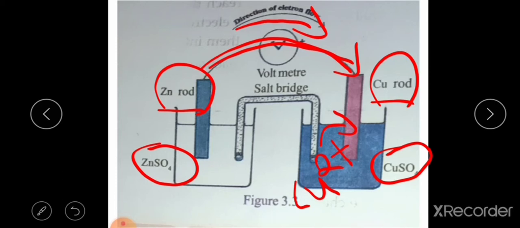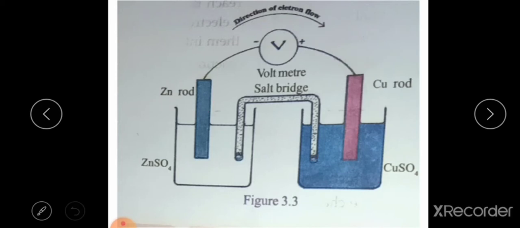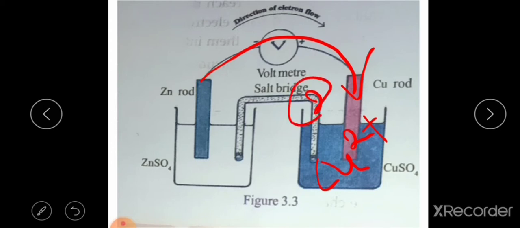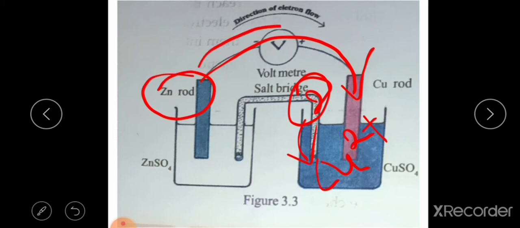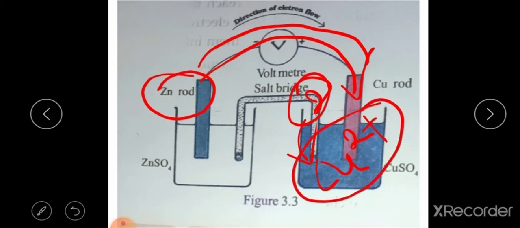So, as I told you, zinc donates 2 electrons to the copper. These electrons are received by the copper ion. As I told you, zinc undergoes oxidation and donates 2 electrons to the copper through the connecting wire, and these 2 electrons are received by the copper ion.